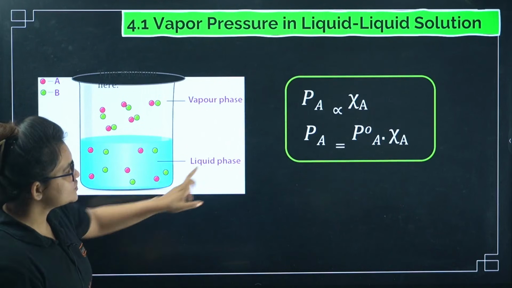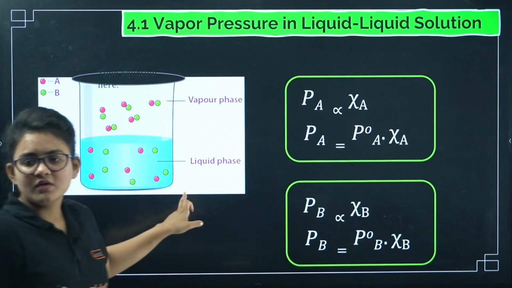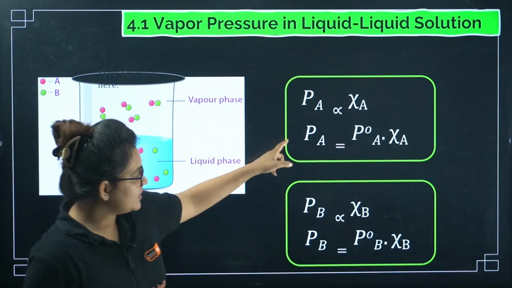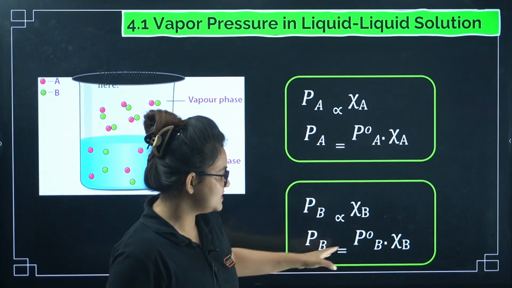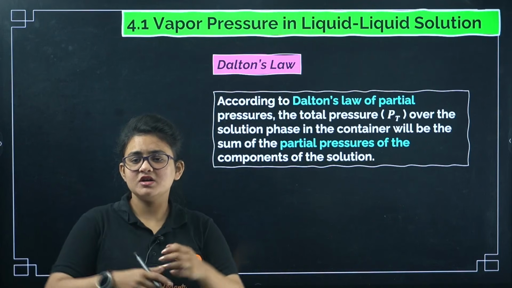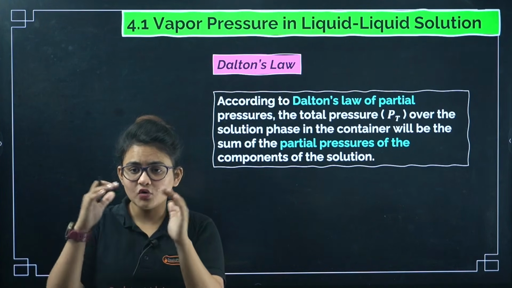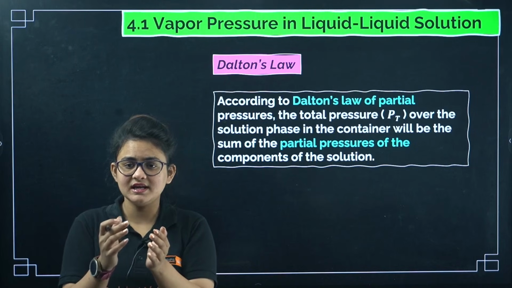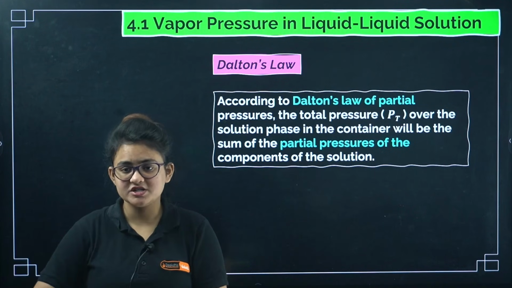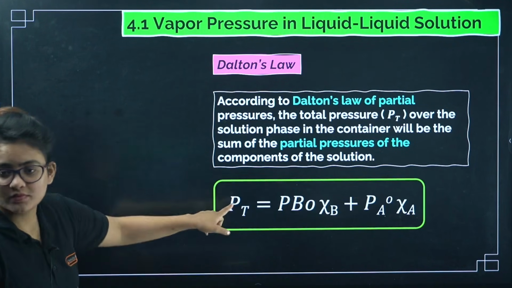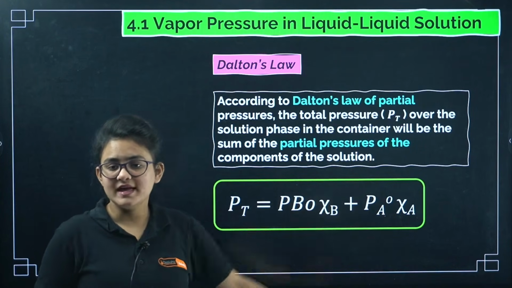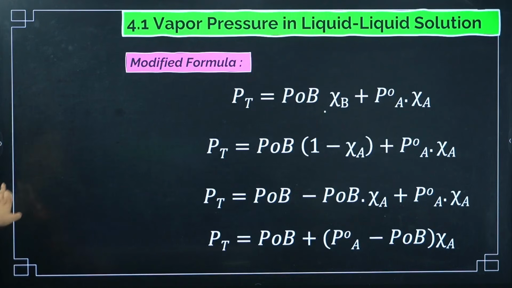Here you can see this is the mathematical form. Now we can have two components A and B. For the two components I will get PA equals P0A times XA, and PB equals P0B times XB. Now, in accordance with Dalton's law, the total pressure over the solution phase is given by the sum of the individual components' pressures, right? So definitely we can add them to get the total pressure: PT equals P0B XB plus P0A XA. Next you can proceed to the modified formula. This is the modified formula.